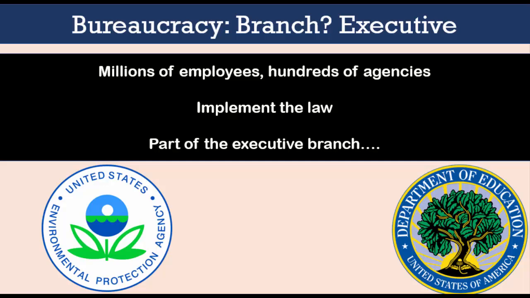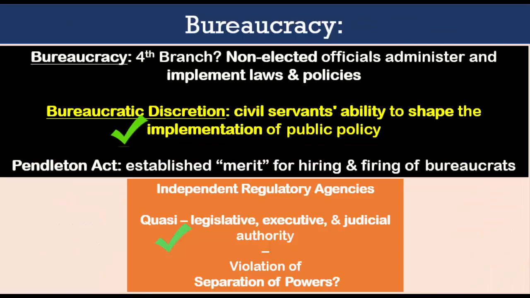The bureaucracy's job is to implement policies and laws passed by Congress, but the agency and department heads are appointed by the president. Remember the phrase bureaucratic discretion, where civil servants have some power in deciding how aggressively they are going to implement laws or executive orders. You also want to remember independent regulatory agencies with their quasi-legislative, executive, and judicial powers. In other words, they make regulations, which are like mini laws, enforce those regulations, and punish those who violate.